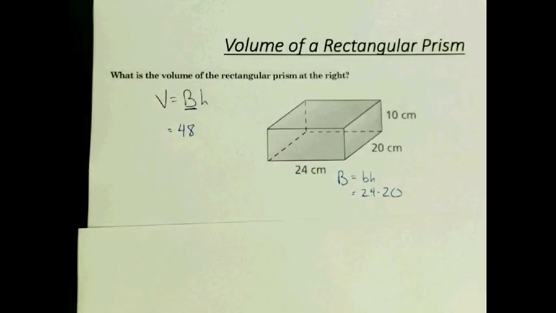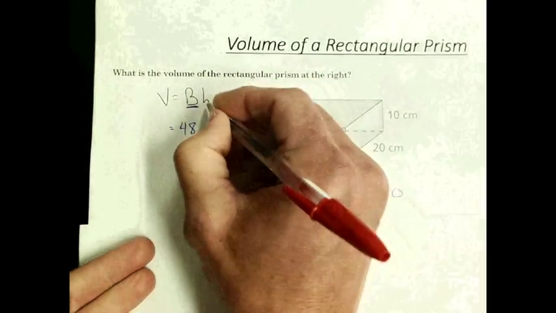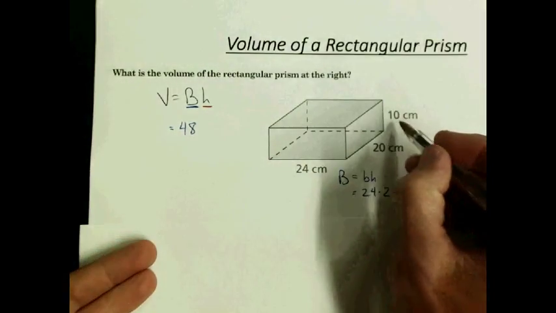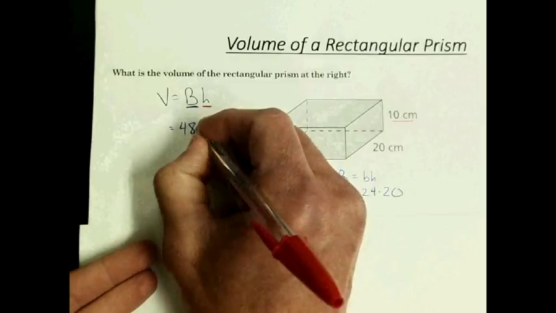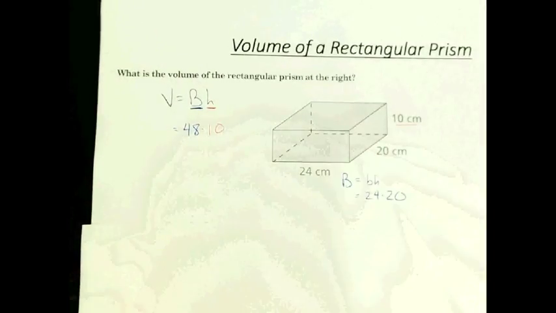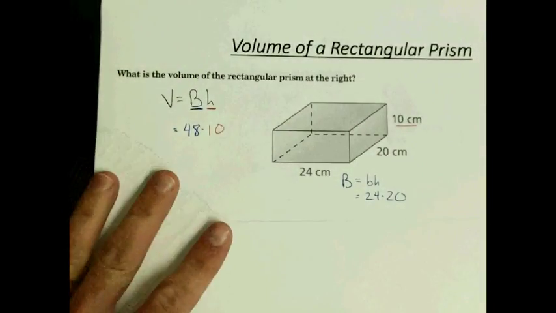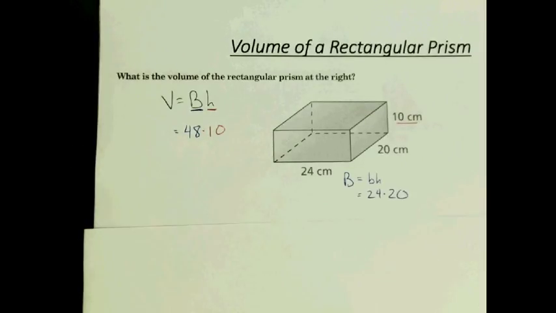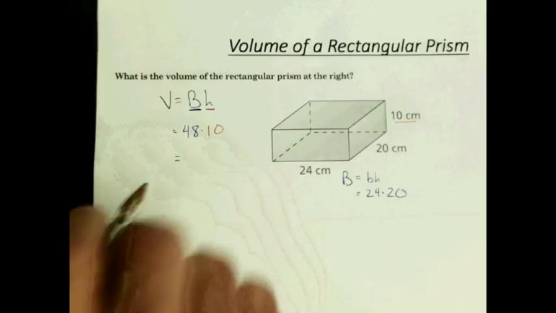All I need to do now is worry about my height. So in the way I'm looking at this particular rectangular prism, my height would be 10 centimeters, so there's my height. The math is easy. From here you can use your calculator, or, come on, you don't need a calculator. 10 times 48 is 480, right? So we have our 480.